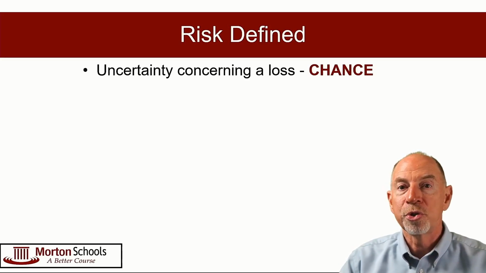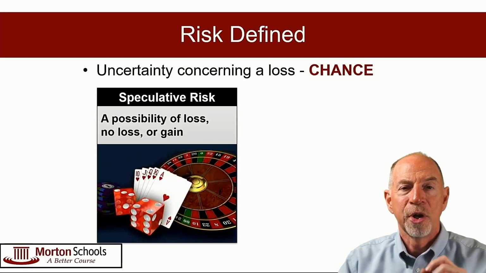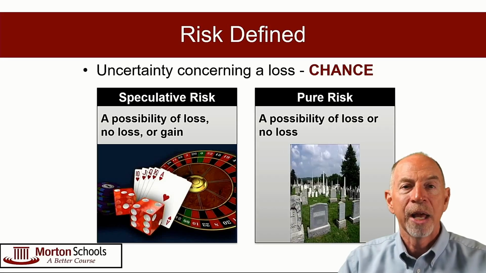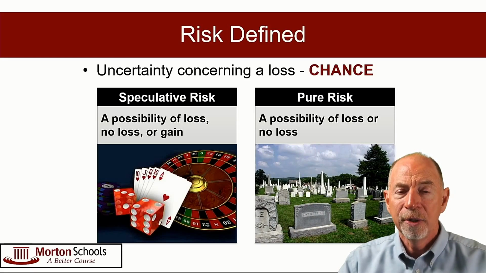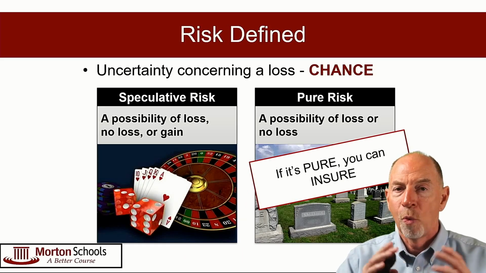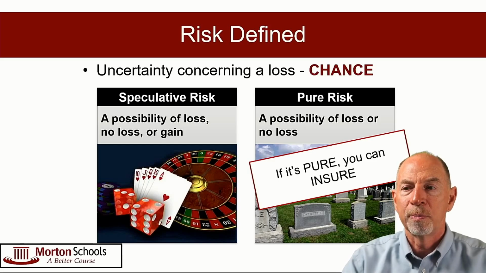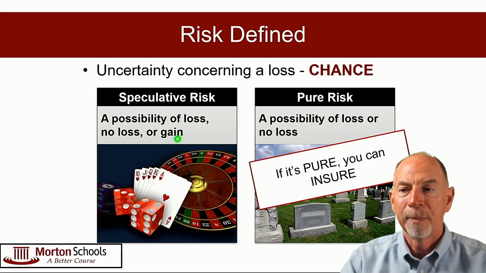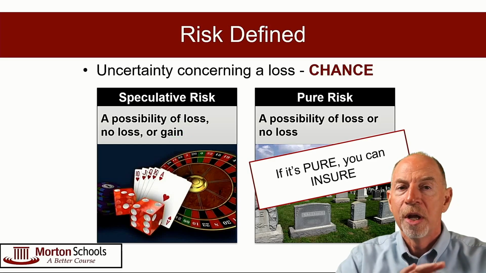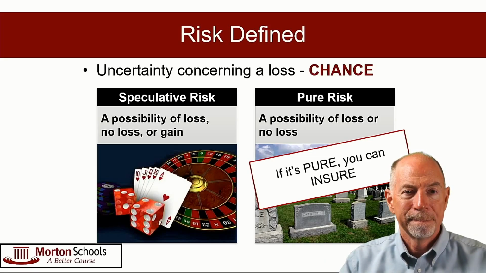Now, it turns out that there's 2 types of risk. Now, this one shows up in the test as well. Make sure you got this down. So you have speculative risk and pure risk. And only pure risk is insurable. Now, what's the difference? Well, speculative risk is where there's a chance for both loss or gain, right? Pure risk, there's only a chance of loss. There's no chance of gain.